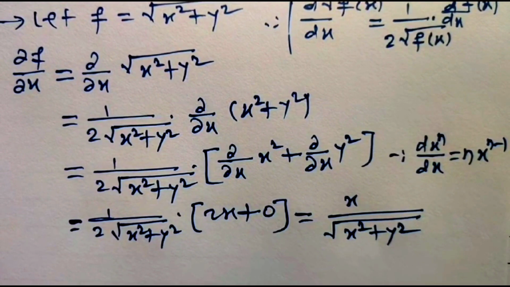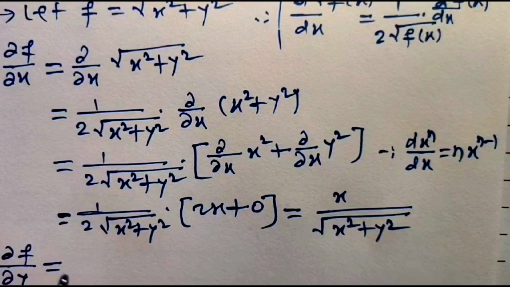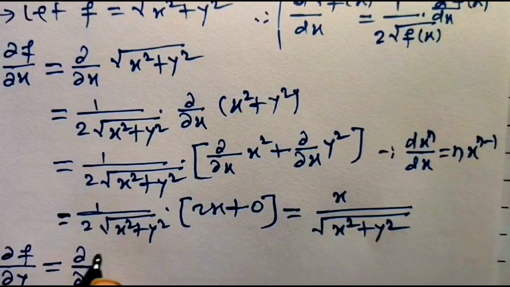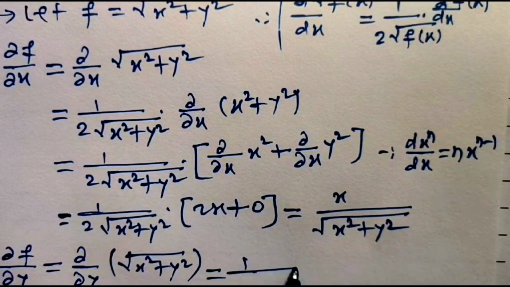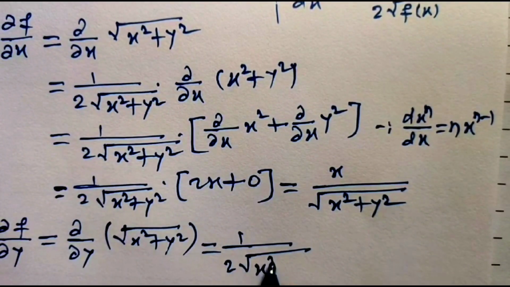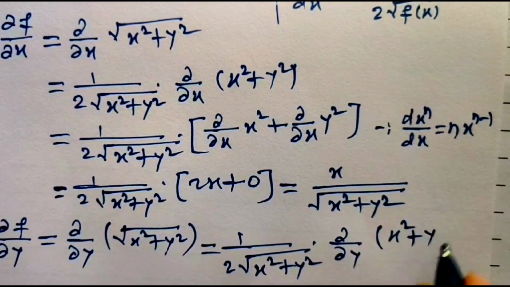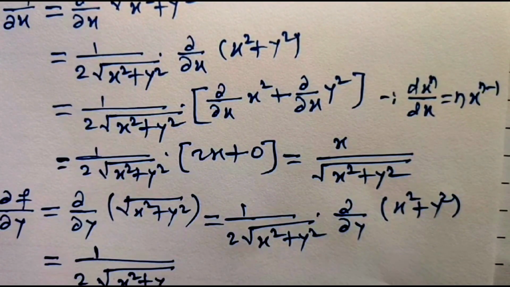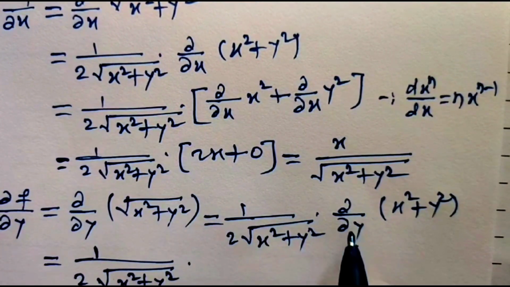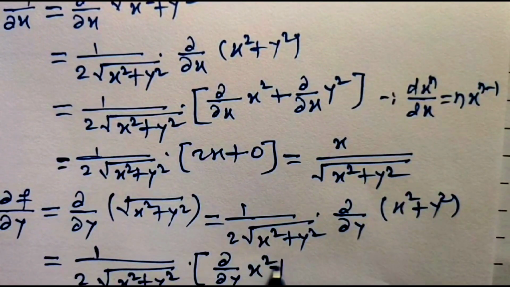Similar to this, partially differentiating with respect to y, we will get partial derivative of f with respect to y. This is equal to partial derivative with respect to y of square root of x square plus y square. This is equal to 1 upon 2 root x square plus y square into partial derivative with respect to y of x square plus y square, which is equal to 1 upon 2 root x square plus y square into, you can take this partial differential operator inside the bracket, partial derivative with respect to y of x square plus partial derivative with respect to y of y square.